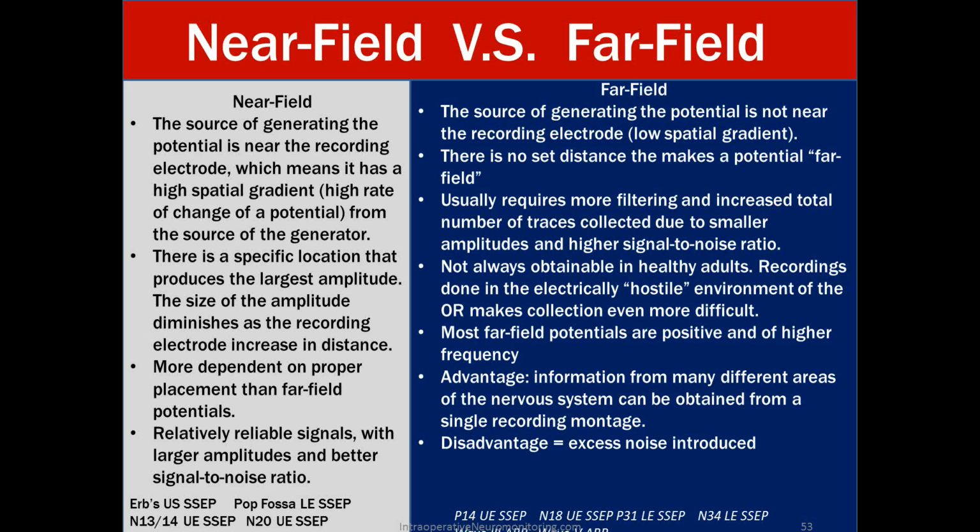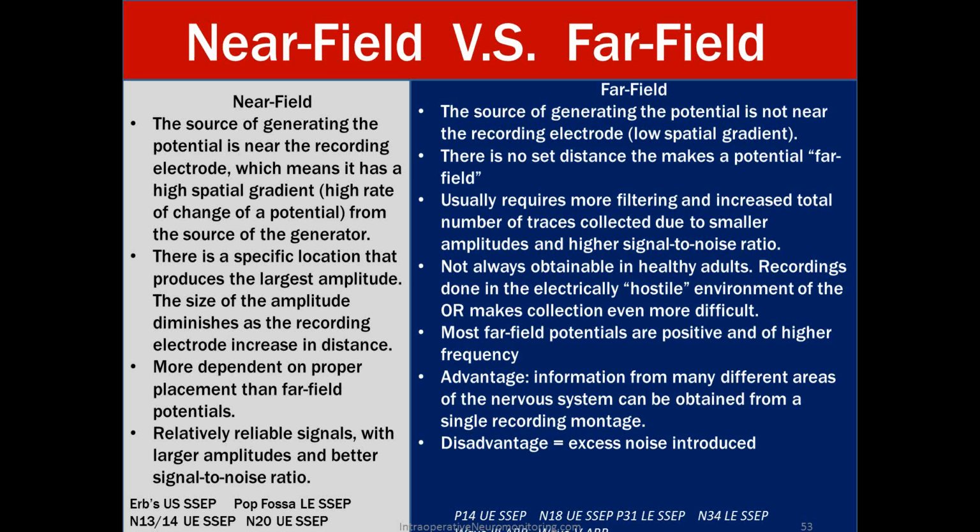Advantages, the information from many different areas of the nervous system can be attained from a single recording montage. So like you saw in that one picture, we had that P9, P11, P13, P14. Those are all, like I said, positive responses, and they're all small responses, but we're able to pick up a bunch of them. And while not useful in the OR so much, if you're doing more diagnostic, those could be very useful in trying to figure out what's wrong. And the main disadvantage is the excess noise introduced by having such far inter-electrode recording distances.